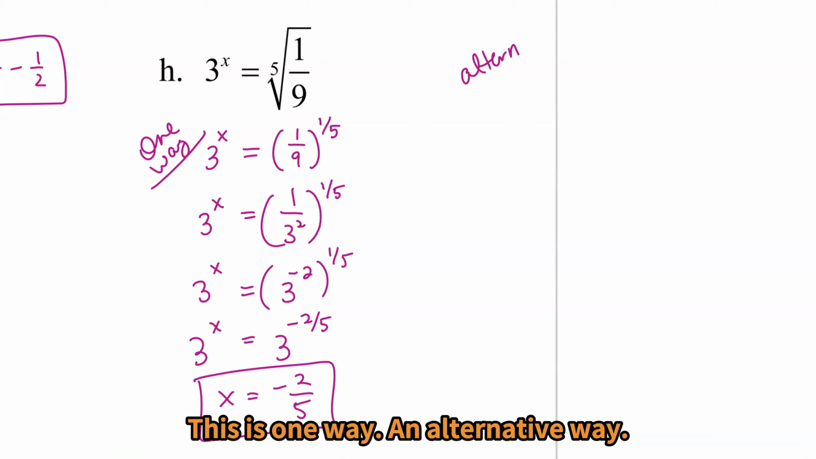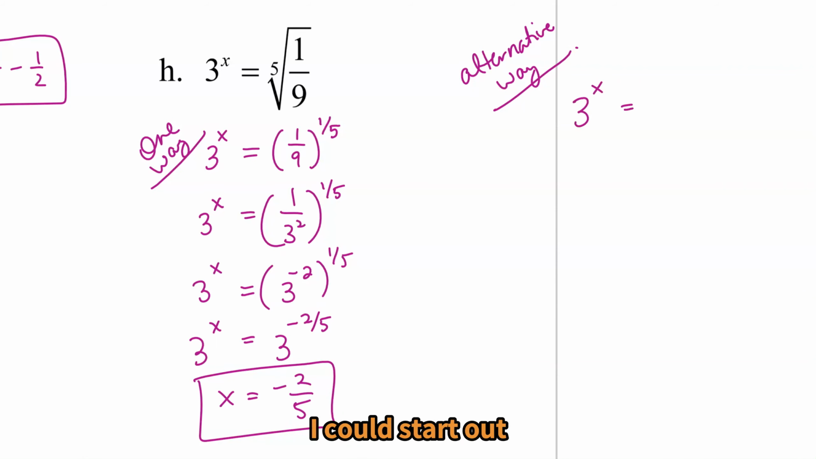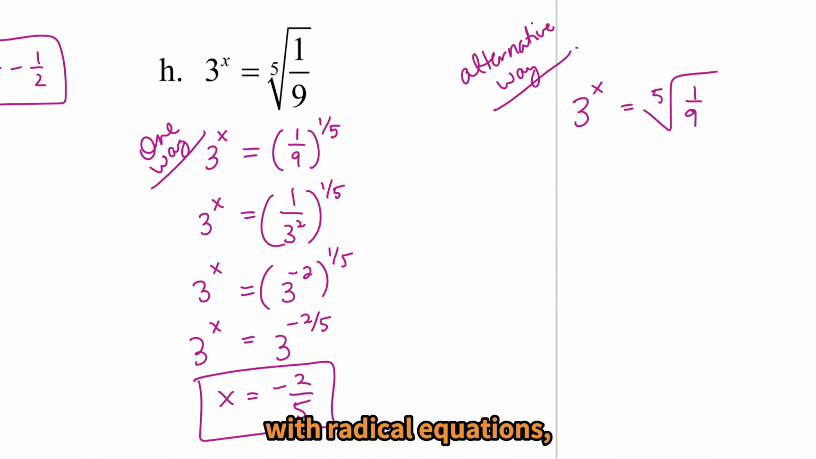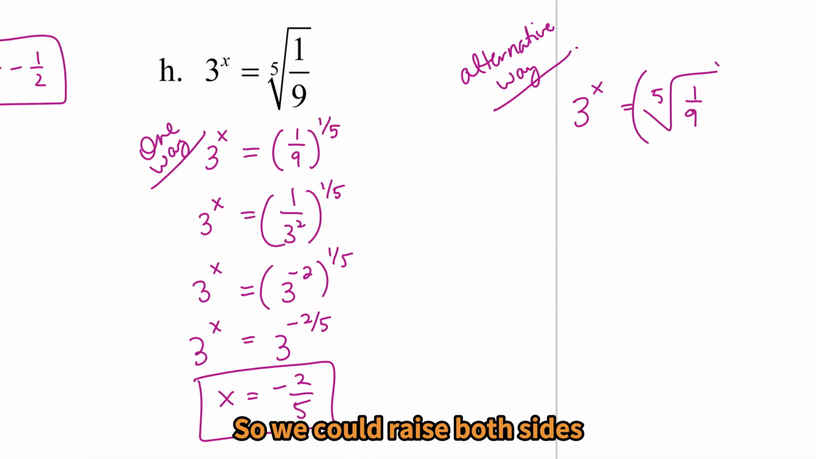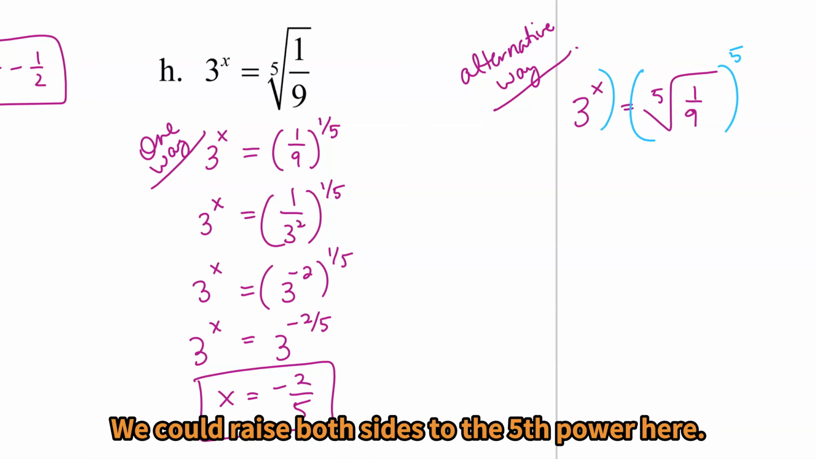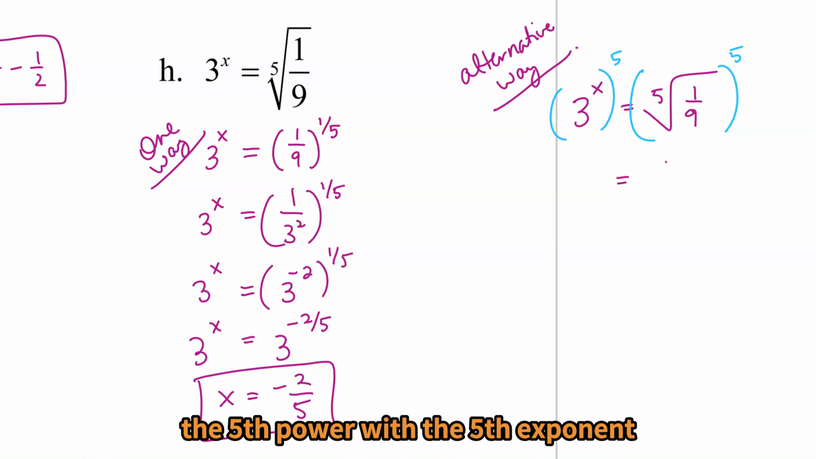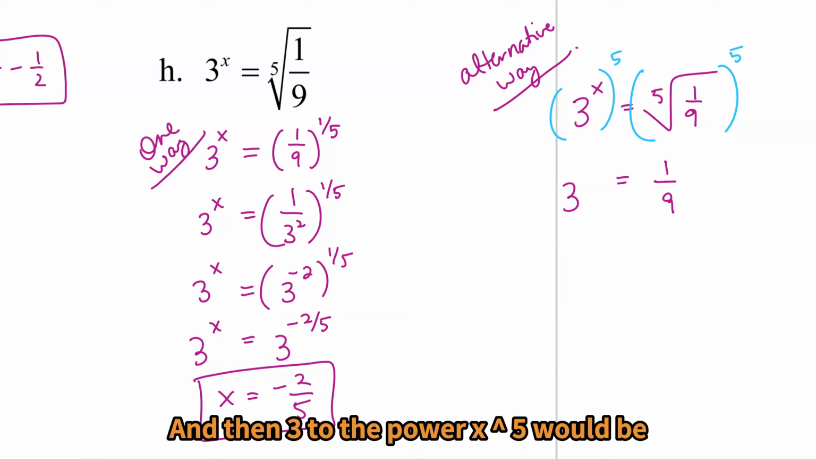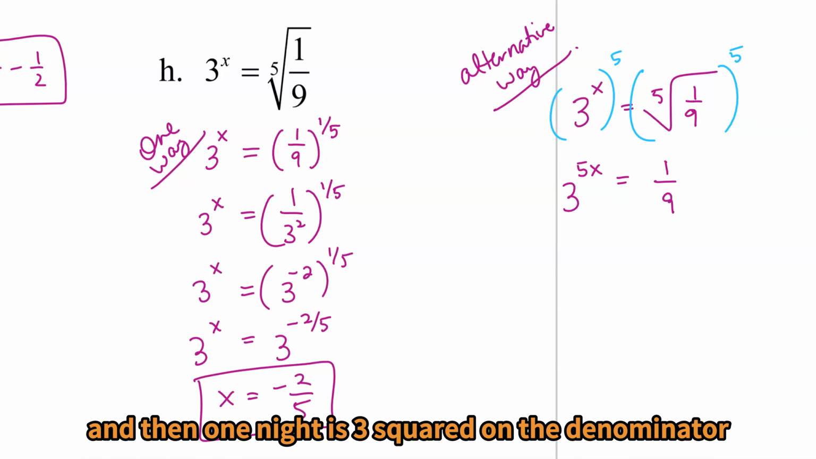An alternative way, which is still equally as valid, because this is an equation, I could start out and use what we've already learned with radical equations and get rid of the radical that's on the right. So we could raise both sides to the fifth power here. And in doing that, the fifth power with the fifth exponent gives me 1/9 on the right. And then 3 to the power x to the power 5 would be 3 to the power 5x on the left. And then 1/9 is 3 squared on the denominator.